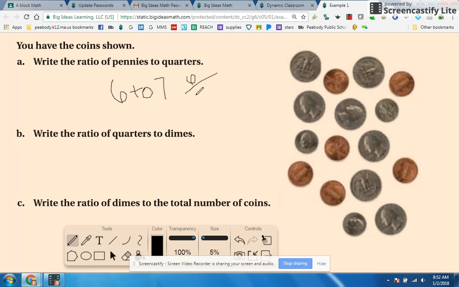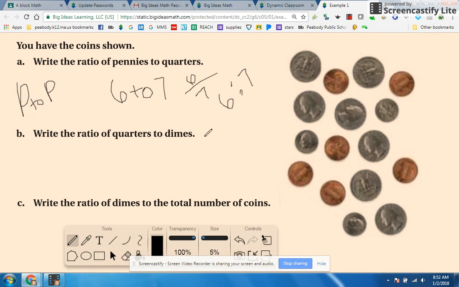Remember, you could also write it as a fraction, or you could write it as a colon. So here's a question for you based on the vocab we just did on the notes. Would this be a part to part, a part to whole, or a whole to part ratio? What do you think? You're comparing pennies to quarters. I would say this is a part to part ratio. So I'm just going to put P to P, which stands for part to part. Okay? All right, let's try the next one.